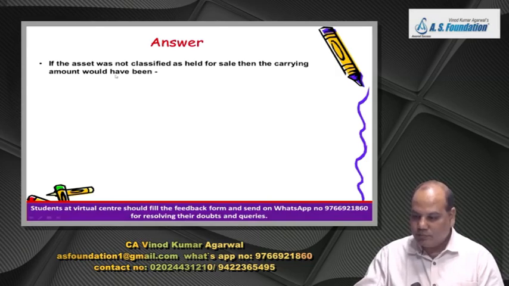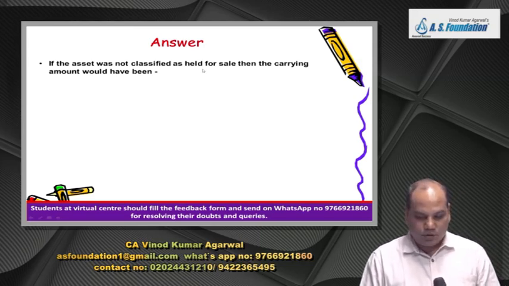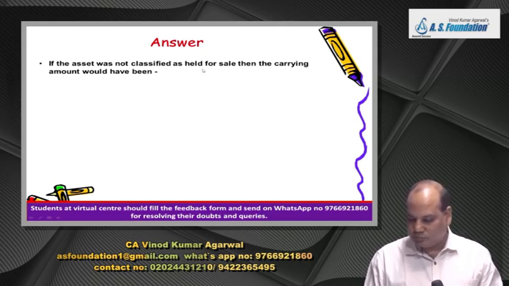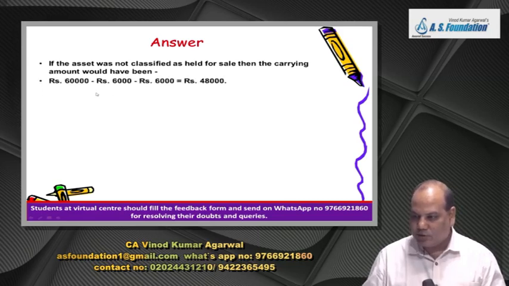So write down the answer. A small mistake can cost you a few marks. If the asset was not classified as held for sale, then the carrying amount would have been 60,000, 2 times minus 6,000, equal to 48,000.